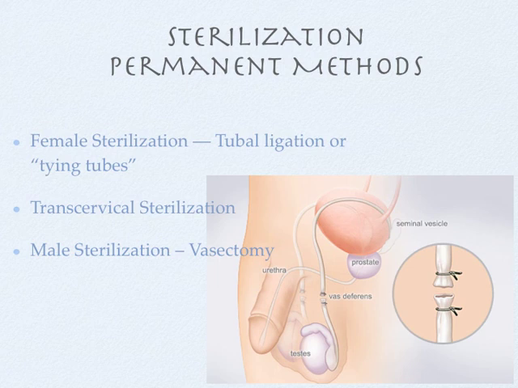The pros of these two methods are they're permanent and cheaper. This method is permanent and it's cheaper than the woman's tubal ligation, and it's about 100% effective. The cons are it requires surgery, and it is not effective immediately. You have to wait several weeks, and it may not be reversible. You can have surgery to reverse this, but that surgery may not be effective.